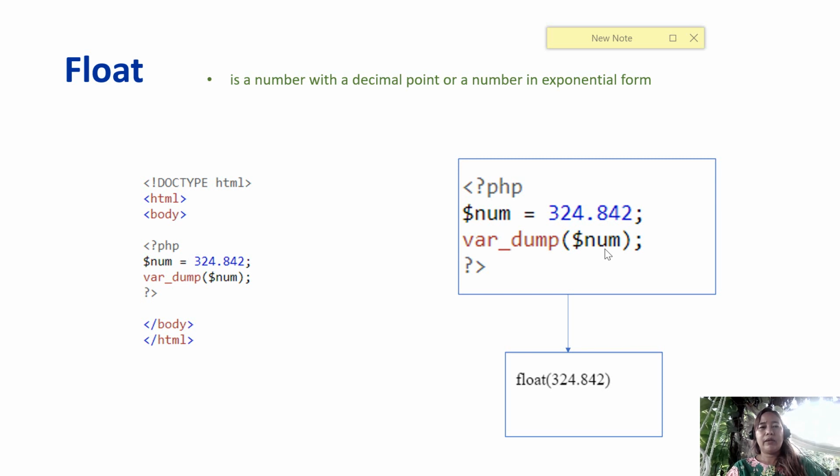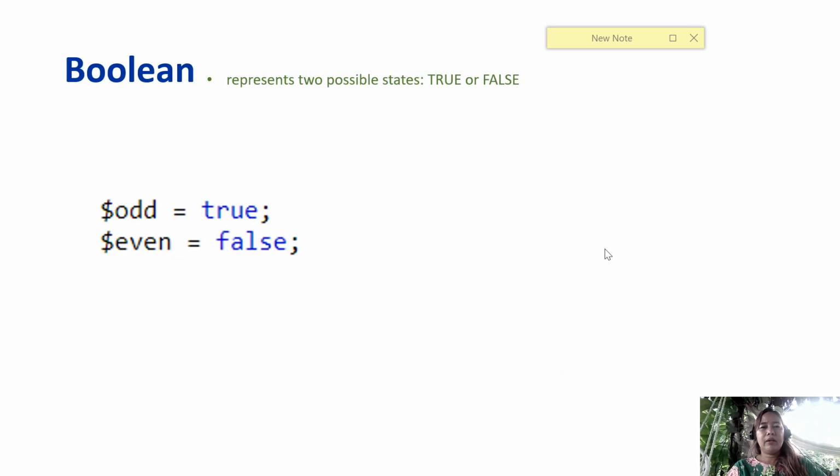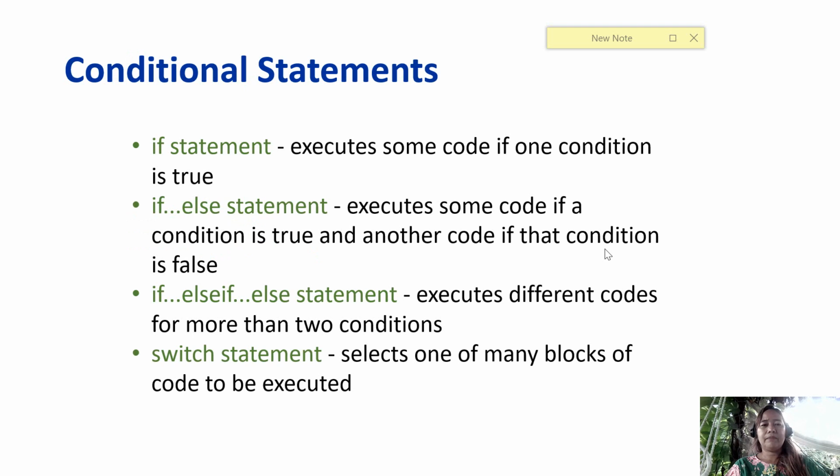Okay, next would be Boolean. With Boolean, there are only two possible states, either true or false. More often, we use a variable that has a Boolean data type in conditions, like in if statements, switch statements, and also in loops, which we will also discuss later.